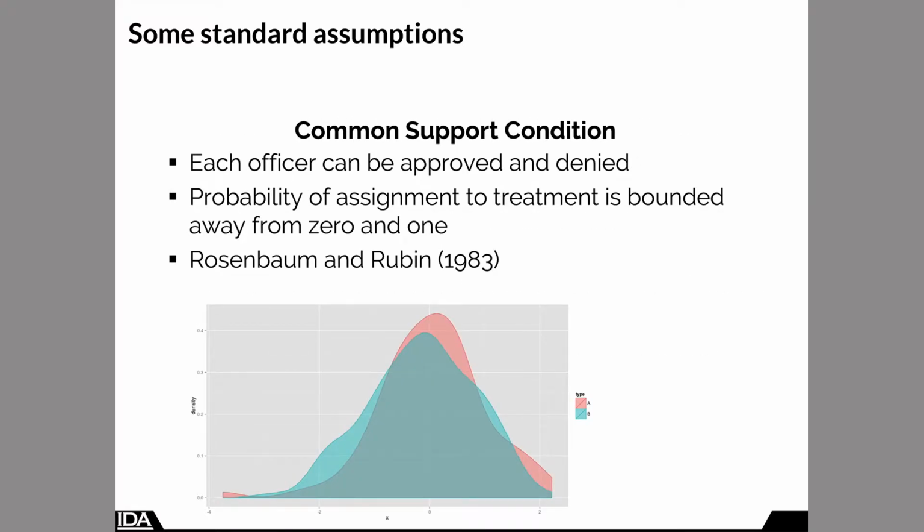And then finally, common support condition. In statistics language, common support condition means the probability of assignment to treatment is bounded away from 0 and 1. In English, it means that each officer has to be able to be approved and denied. There's nobody there who for certain will get approved. There's nobody there who for certain will get denied. And that there's hopefully a decent amount of overlap in distributions of probabilities of those officers. So in other words, it just tells you these officers are comparable.